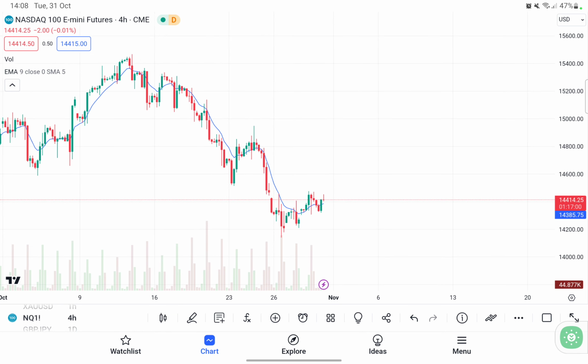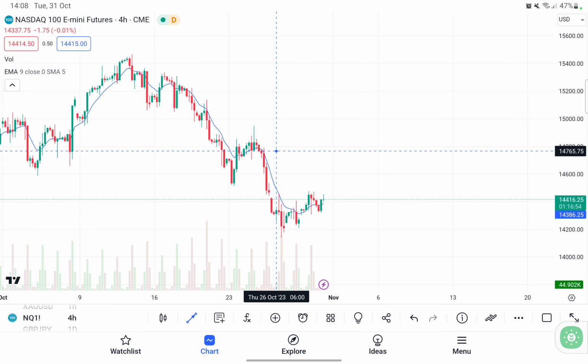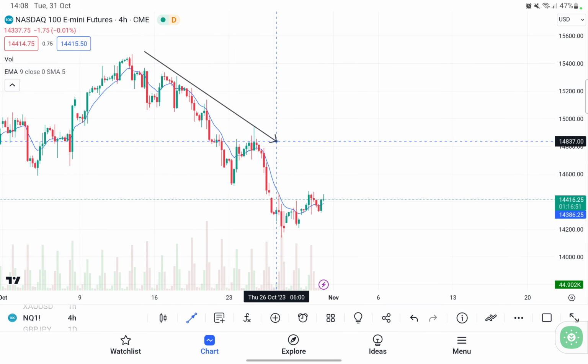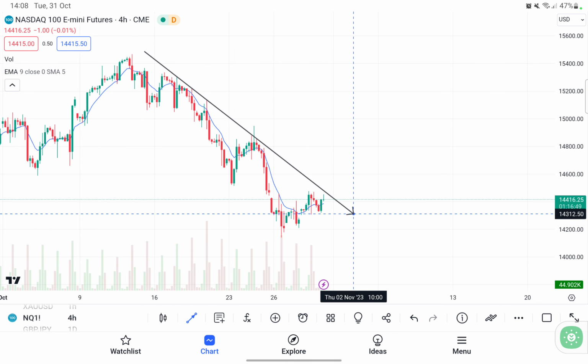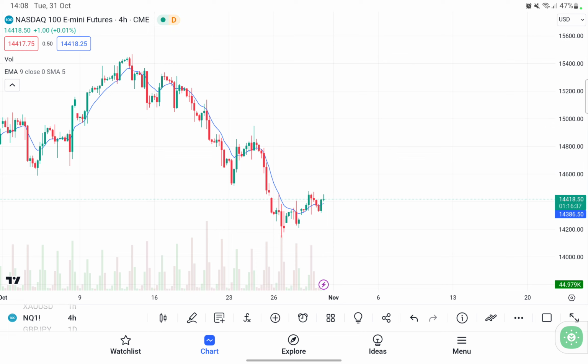If you're someone who uses trend lines, you can see as we plot over here that the markets have been moving down against this trend. And I am not a trend line trader, but I can just acknowledge that this is what the current trend is.